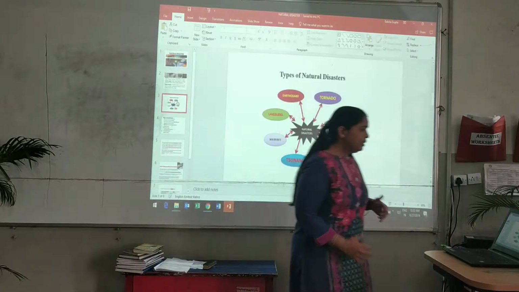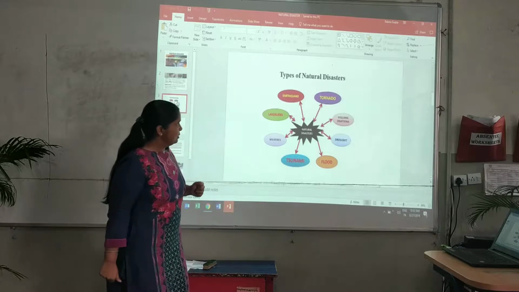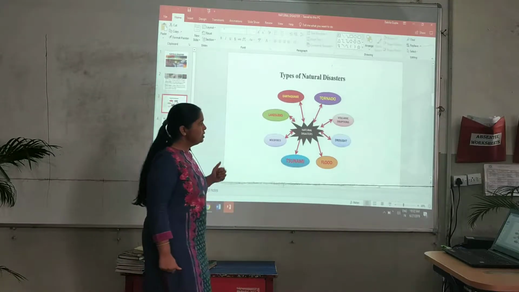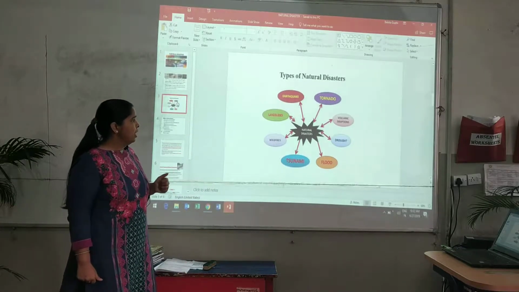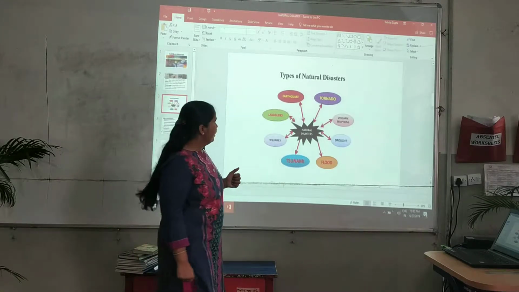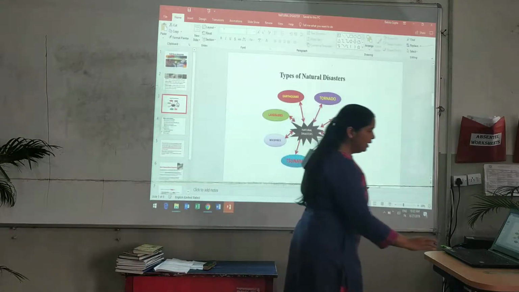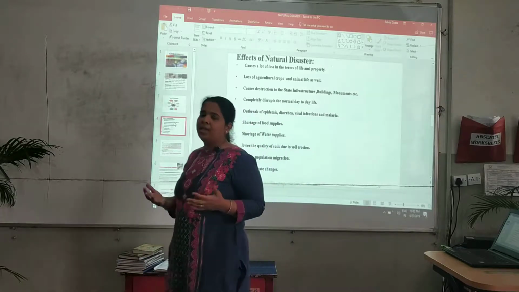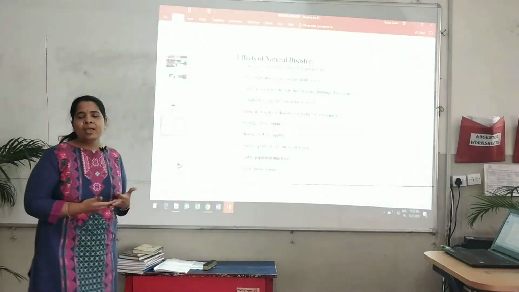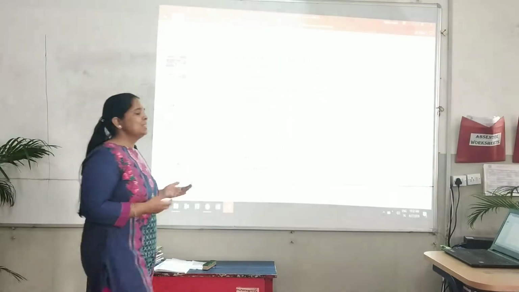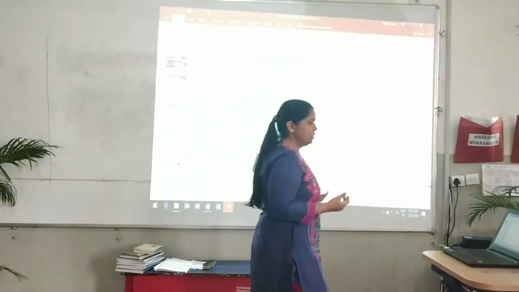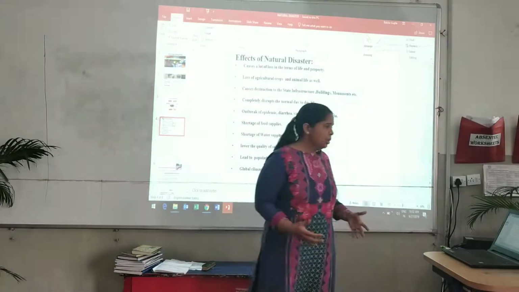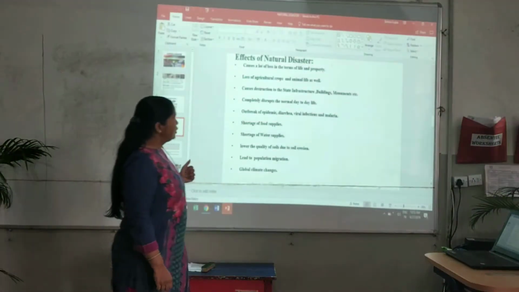Let us see the types of natural disasters. The first is earthquake, tornado, volcanic eruptions, drought, flood, tsunami, wildfire or the forest fires, and the landslides. So, the natural disasters are the ones which are due to the natural forces. The examples could be volcanic eruptions, landslides, tsunami, drought, etc. The effects of natural disasters are huge. So, let's see what are the effects of natural disaster.